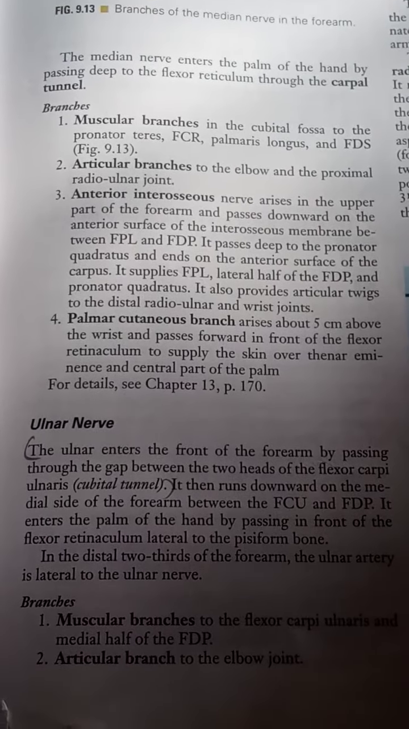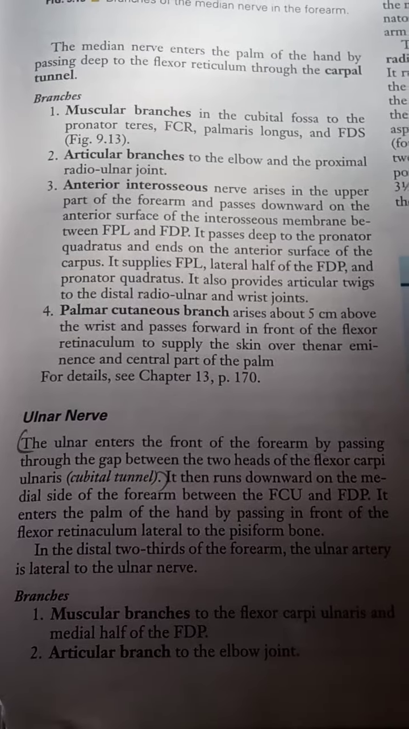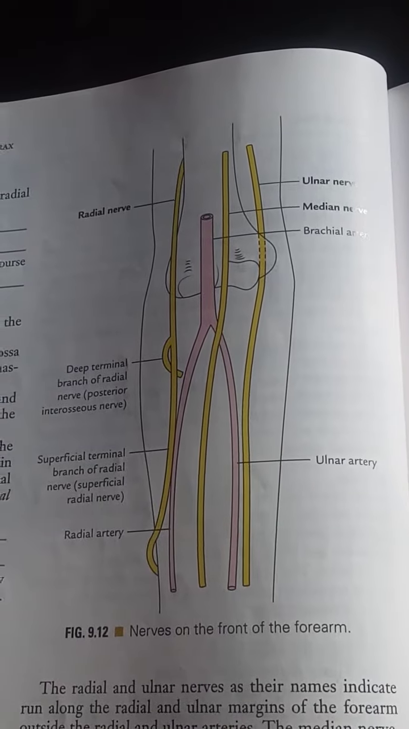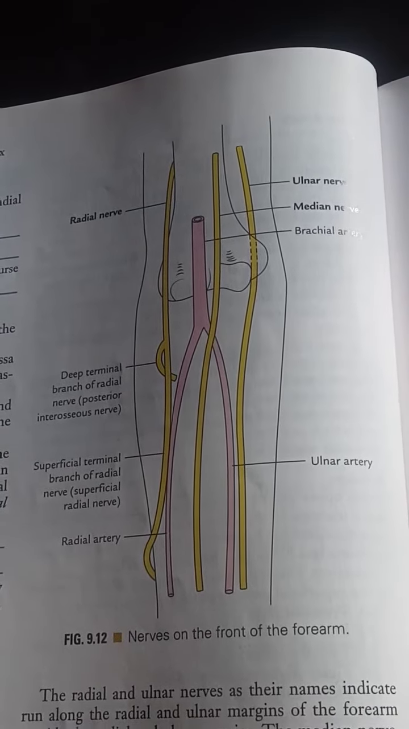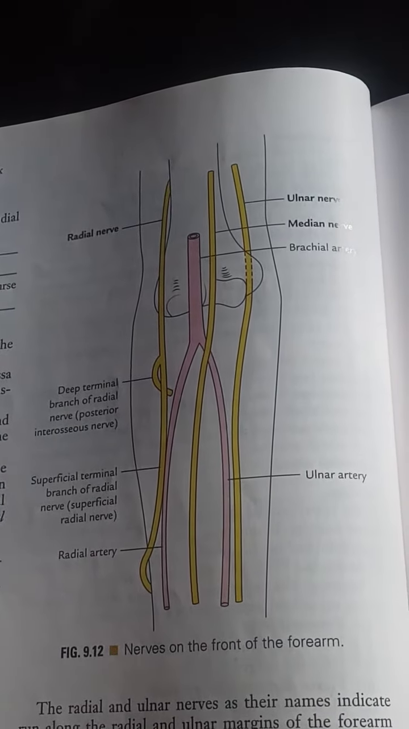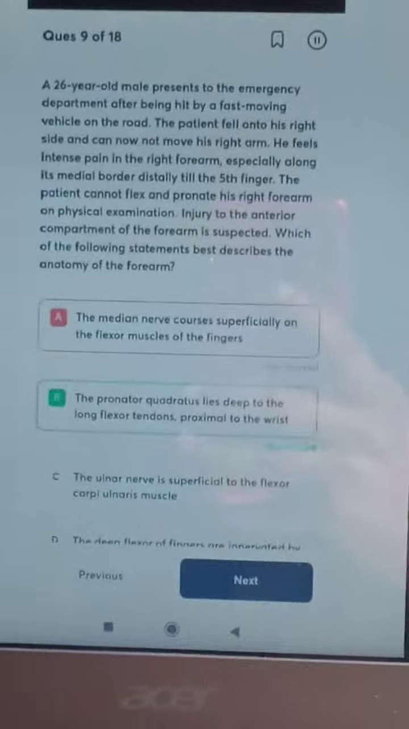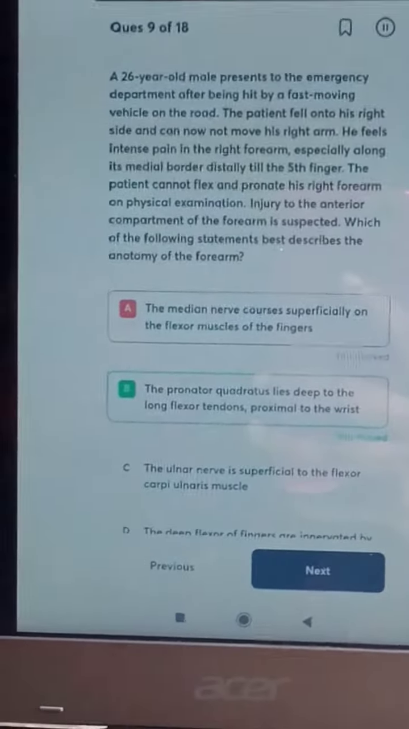Next, in the distal two-third of the forearm, the ulnar artery is lateral to the ulnar nerve. See here, this is ulnar artery which is lateral to ulnar nerve in the distal two-third of the forearm. So third statement is wrong. So the correct answer is option B.